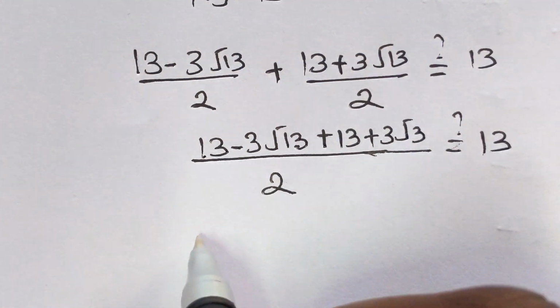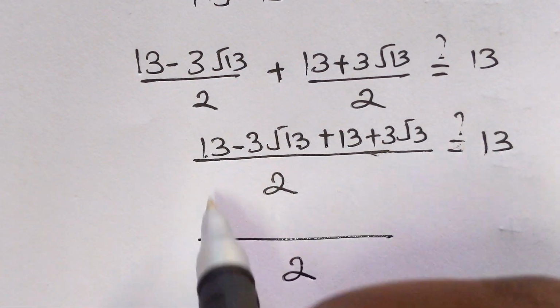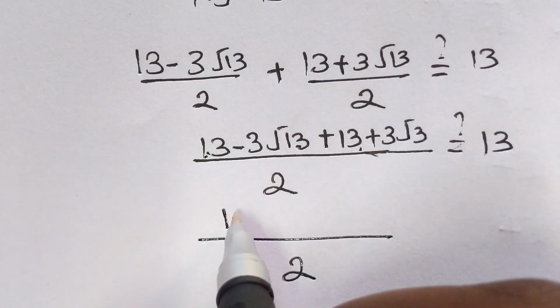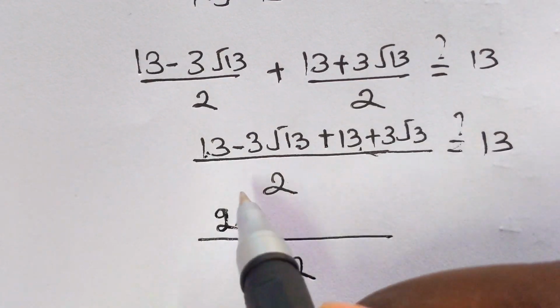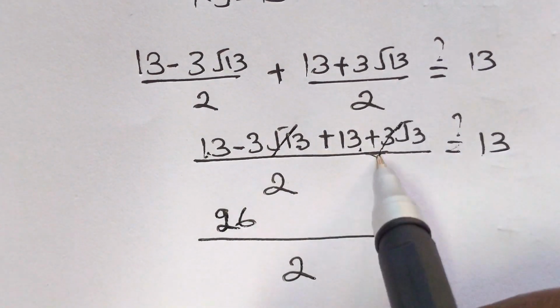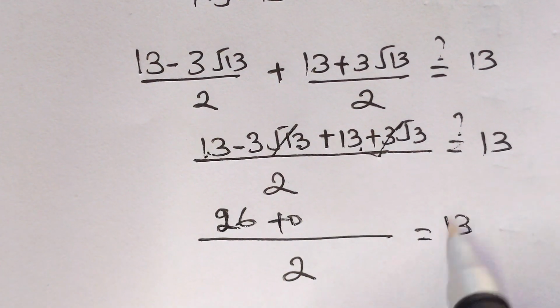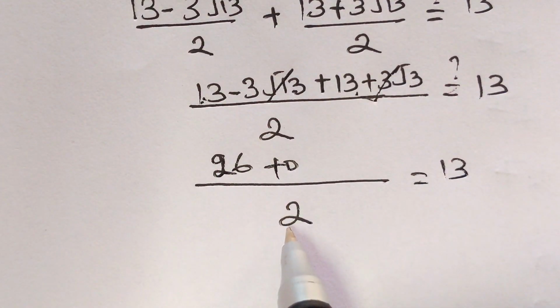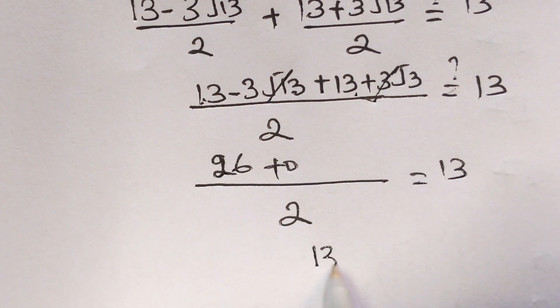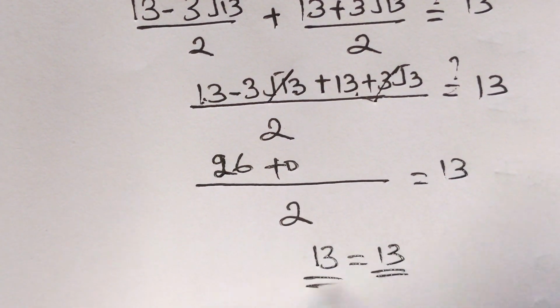We have 13, and here I have 2. 13 plus 13 is 26, and the square root terms will cancel. 26 plus 0, over 2. And 26 divided by 2 is 13, which is equal to 13.